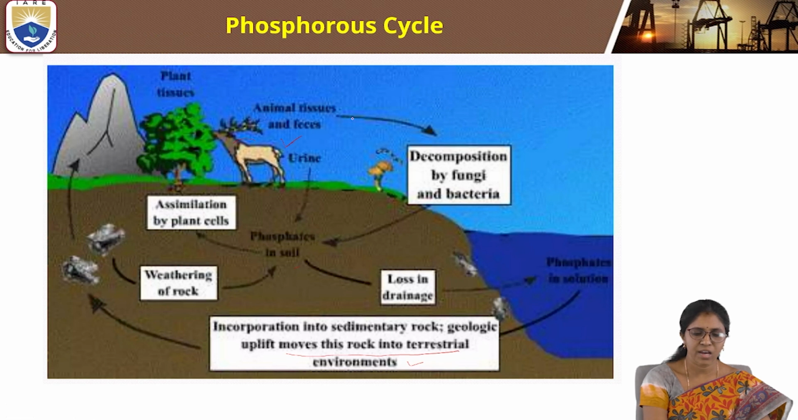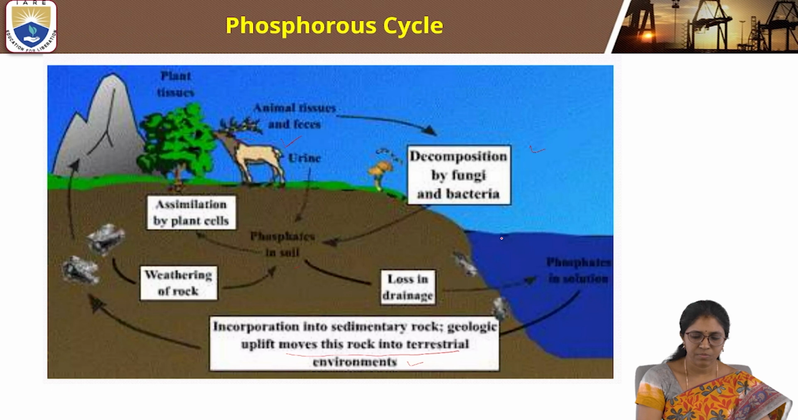If the animal is dead, the decomposition by fungi and bacteria is taking place. In that process also, the phosphorus is coming back to the soil. This is the phosphorus cycle.